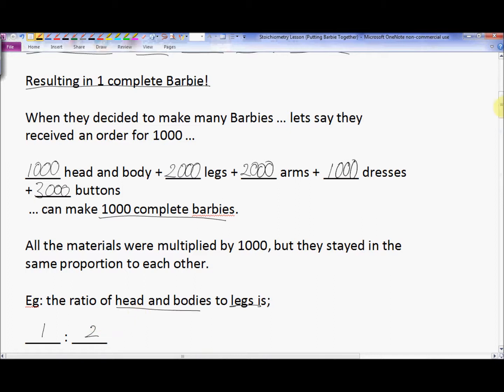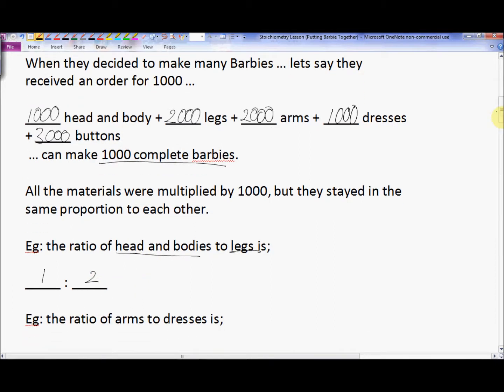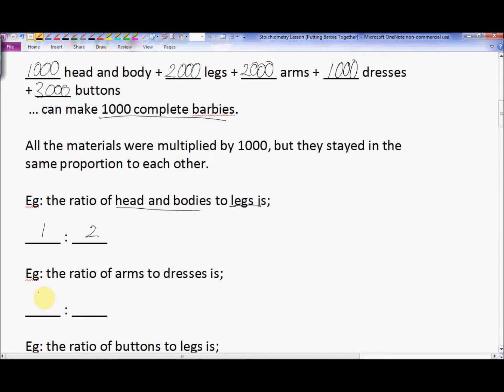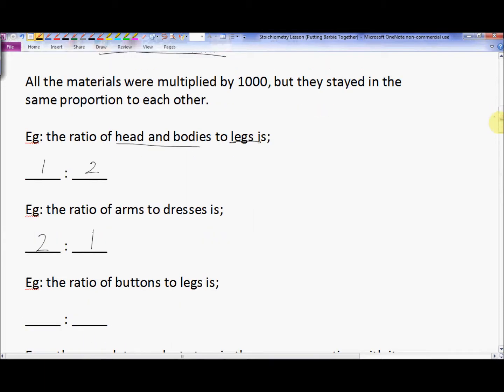Okay, another ratio here, the ratio of arms to dresses is, okay, well, for every 2 arms, there will be 1 dress. And there are 2 armholes in that dress for the arms to go through. The ratio of buttons to legs, again, is 3 buttons for every 2 legs. You can see how these ratios come along.